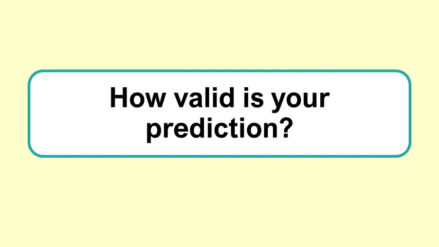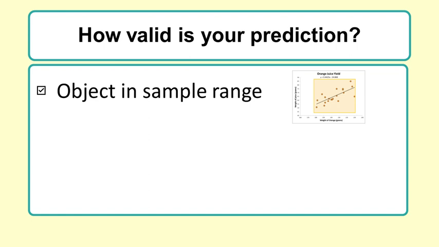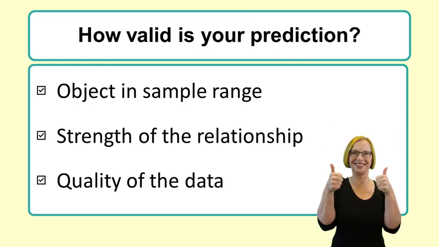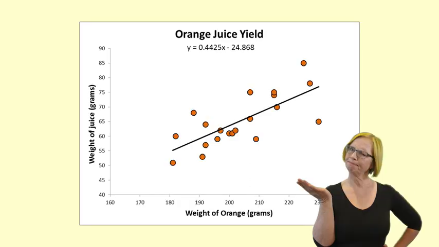Validity of the prediction. The validity of any prediction depends on several things. How typical the object is that we're predicting for. Is it in the range of the sample data? How strong the relationship is. How good the data is. Predicting for a value outside the range of the original data is not a really good idea, as we do not know if the data behaves the same outside that range.